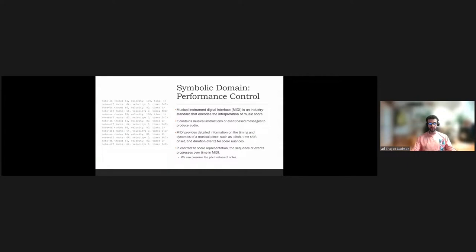The performance control basically refers to the protocol for how we represent the musical information. Musical Instrument Digital Interface, or MIDI, is an industry standard that encodes the interpretation of a music score. It contains musical instructions or event-based messages to produce audio. MIDI provides detailed information on the timing and dynamics of a musical piece, such as pitch, time shift, onset, and duration events for score nuances. In contrast to score representation, the sequence of events progresses over time in MIDI, and therefore we can preserve the pitch values of the notes.